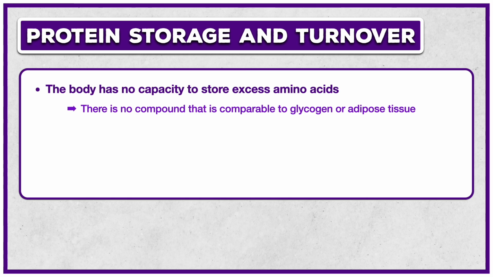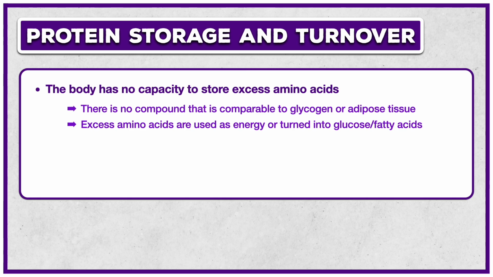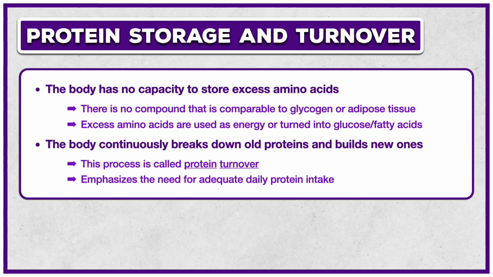Sadly, the body has no capacity to store excess amino acids. All of the proteins in the body have a specific function, and there's no compound that's comparable to glycogen or adipose tissue, where excesses are stored with the purpose of being there when needed. Rather than storing excess amino acids, they are used as energy or turned into glucose or fatty acids.